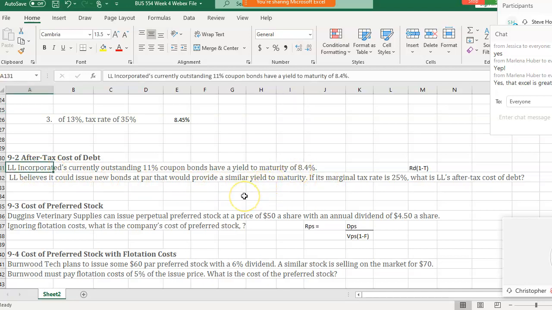And they're trying to throw you off the trail, which is why I chose this question. You want to use yield to maturity. That's always the yield you want to use. That's the market rate of interest. And that's what I want to use, is the market rate of interest.